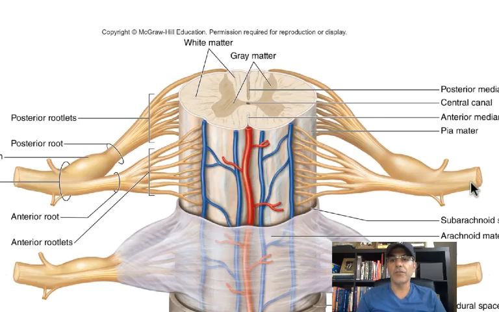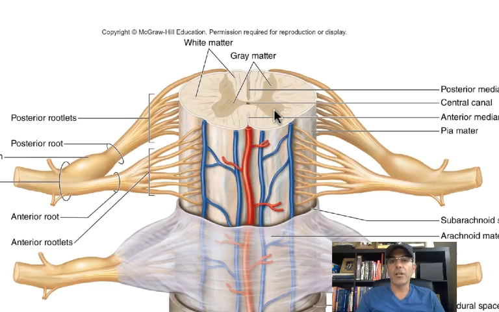So a spinal nerve is considered a mixed nerve; it has a sensory section and a motor section. The sensory part is going to come from the periphery, come to a spinal nerve, and then take the back door to get inside the spinal cord.